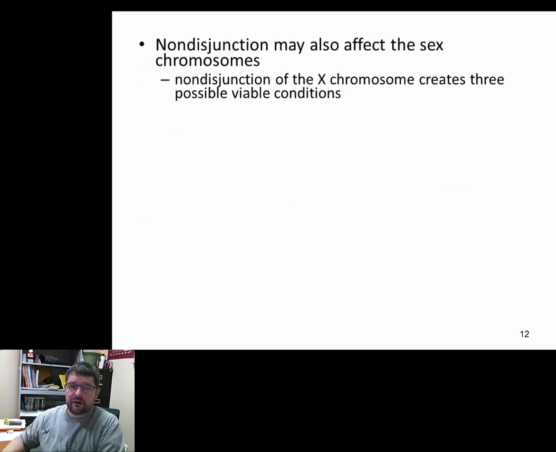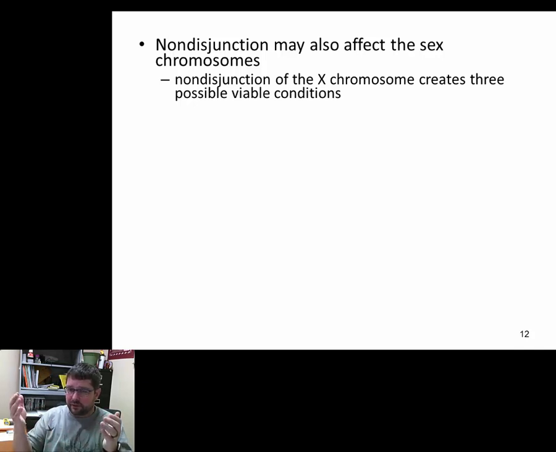Okay. Now, nondisjunction can affect sex chromosomes also. So that's autosomal chromosome 21, 22. There's a few others that can form and have offspring be developed from those.